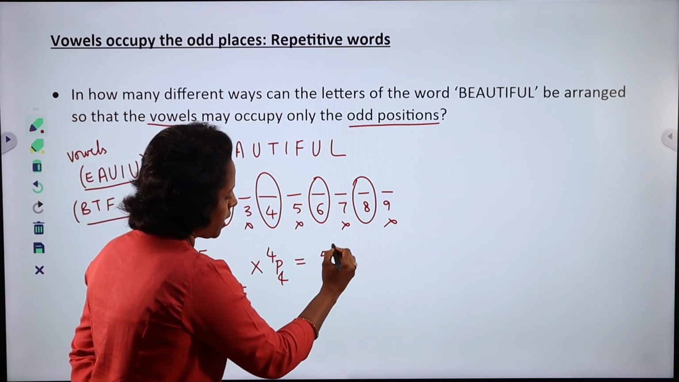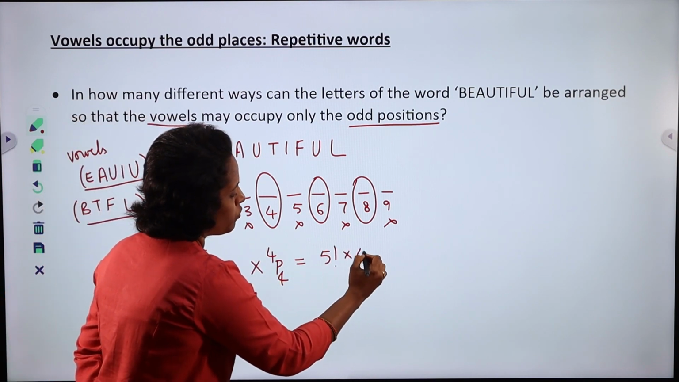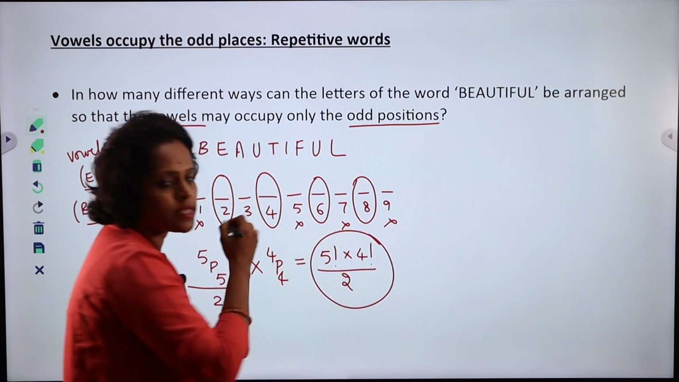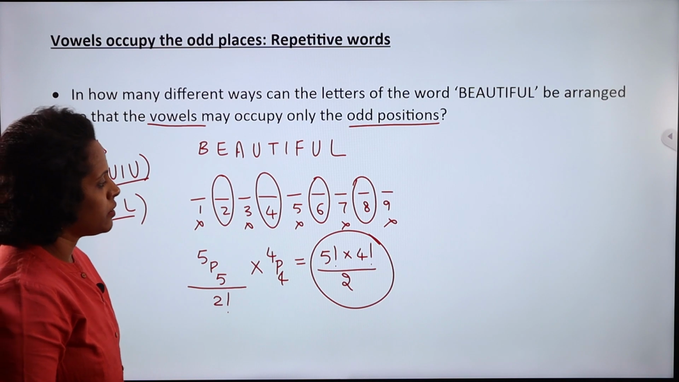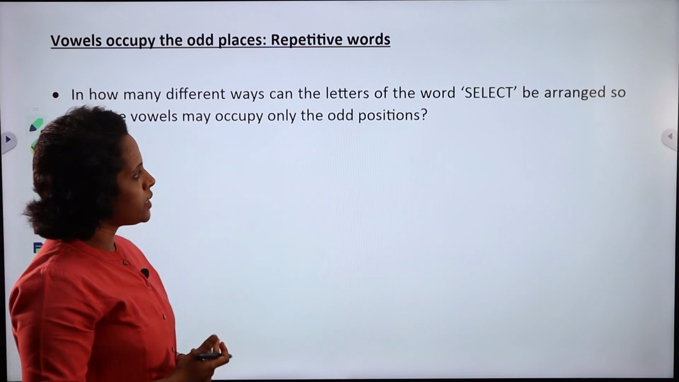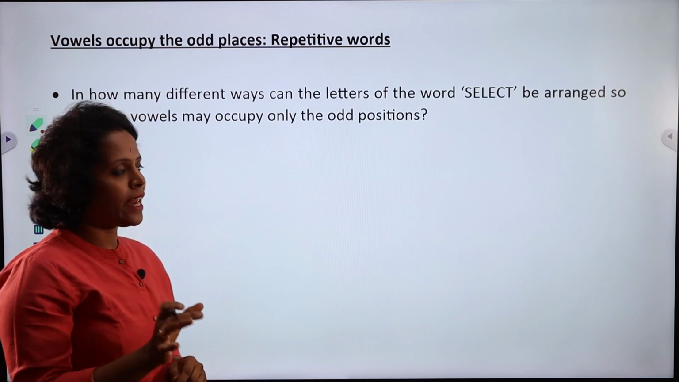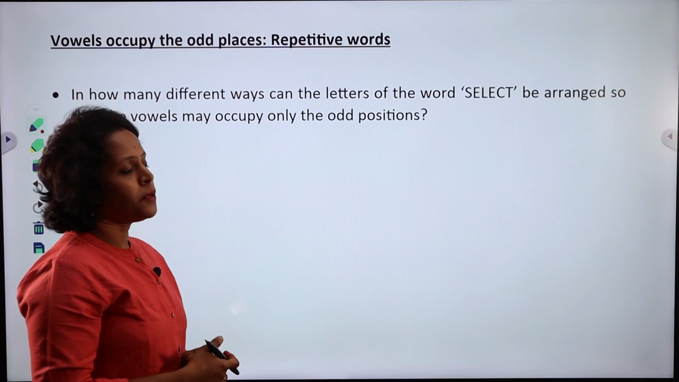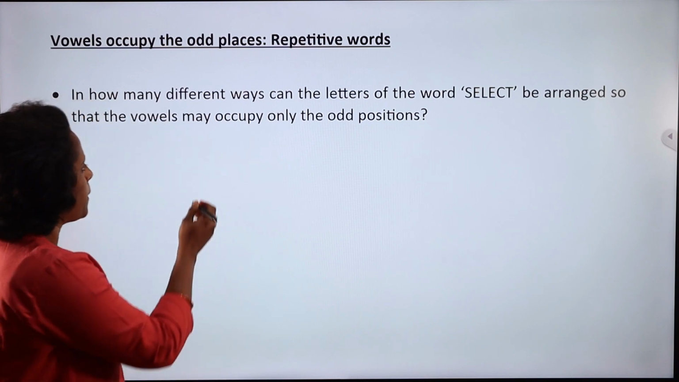As we know, 5p5 is 5 factorial, 4p4 is 4 factorial, divided by 2. This is our answer. The next question on the screen: in how many different ways can the letters of the word select be arranged so that the vowels may occupy only the odd positions?